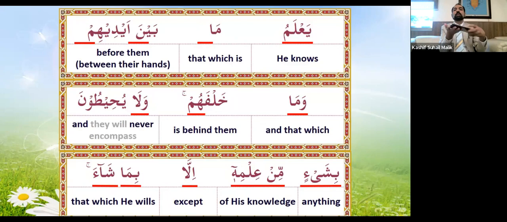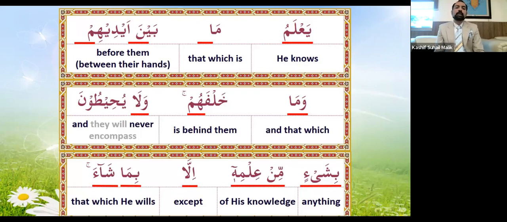For example, look at me. If the cell phone is in my hands, in both my hands, so it is definitely in front of me. So this Arabic expression explains whatever is before them and behind them, in front of them or behind them. So between their hands. Are you getting this point? Aydihim, something between hands means something in front.